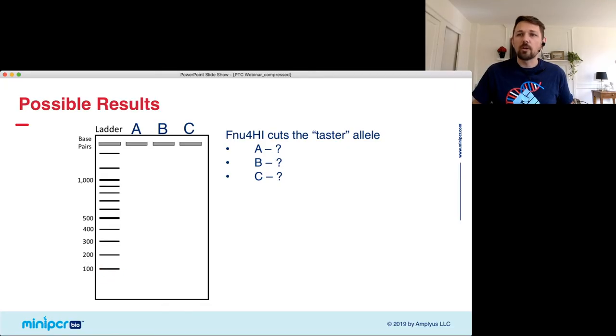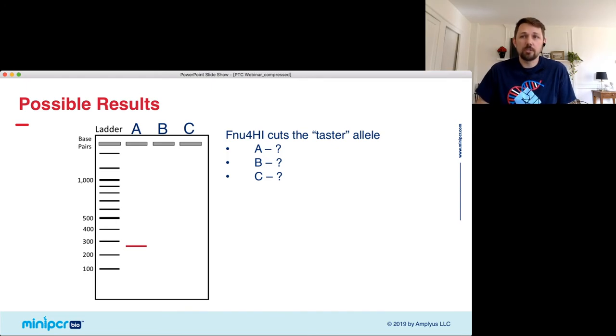Now this is what our ladder will look like. We have DNA that's 100, 200, 300, 400, and 500 base pairs, and then it keeps on going up, but we don't need to worry about those, so that we can tell how big our fragments are. So let's look at this. In lane A, we have about 250 base pairs. That's how big our PCR product was.